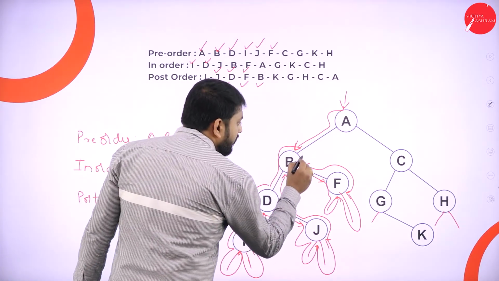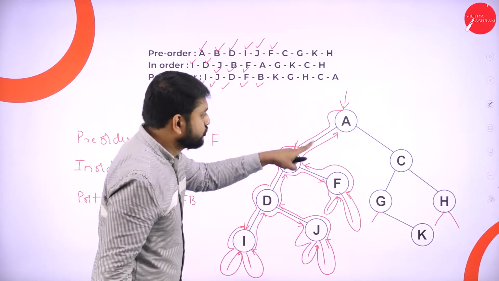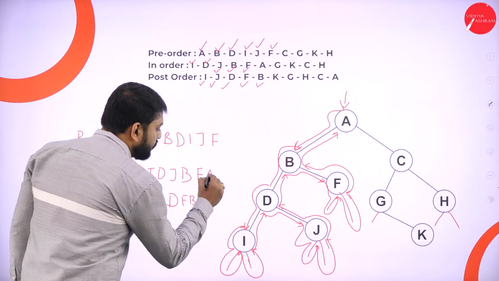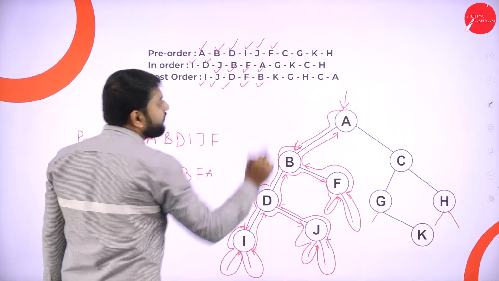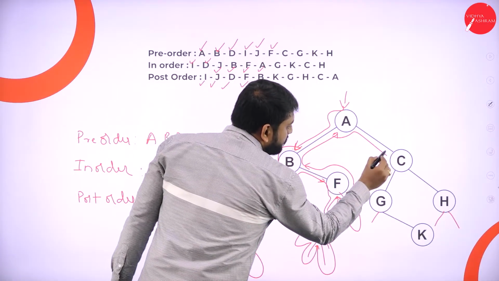From here, you are coming to the A. A, this is the first time you have already come. So this is the second time. Second time in the sense in order. After A, F, you will write A. Observe here. After F, I have A. So fine.